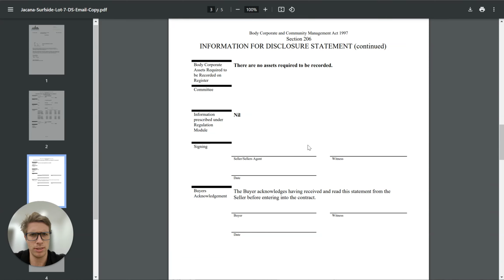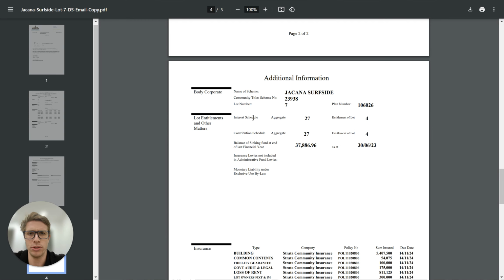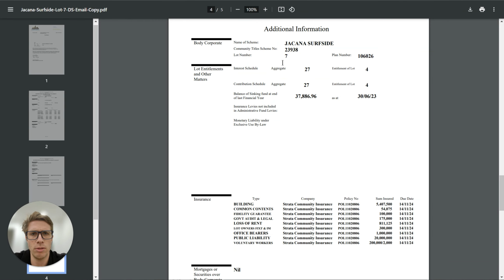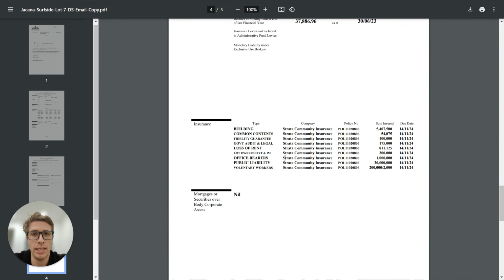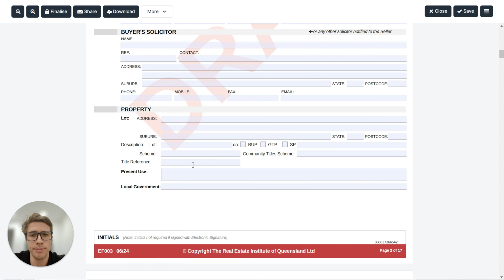So the seller or the seller's agent has to sign this, and the buyer also has to sign this to acknowledge it. So here, there's a little bit more information, a little bit more about the actual lot itself. What's in the sinking fund as of what date, and the insurance. So we'll go back to the contract.